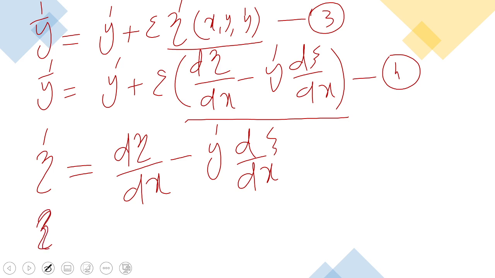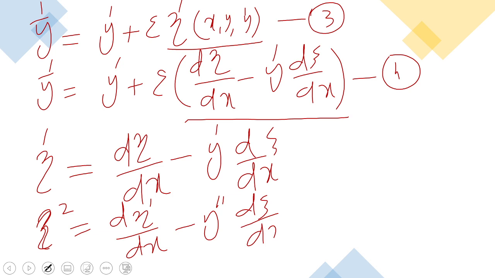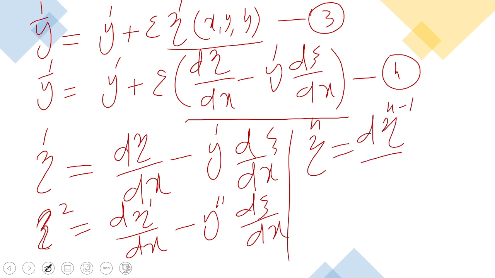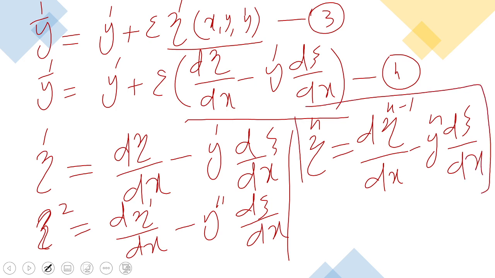Eta 2 will be dη1/dx minus y double dash dξ/dx, and we can write eta n as dη(n-1)/dx minus y(n+1) dξ/dx. So this is the general extension formula for eta n.